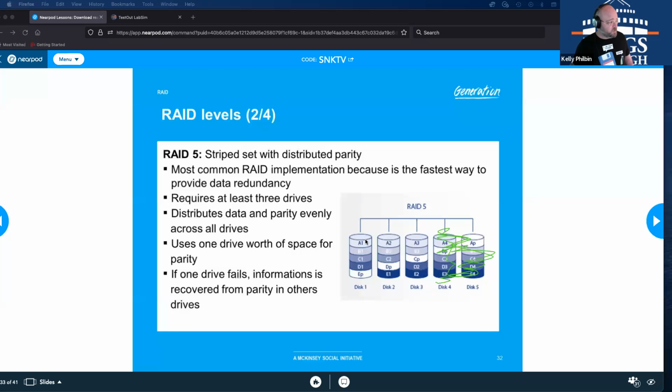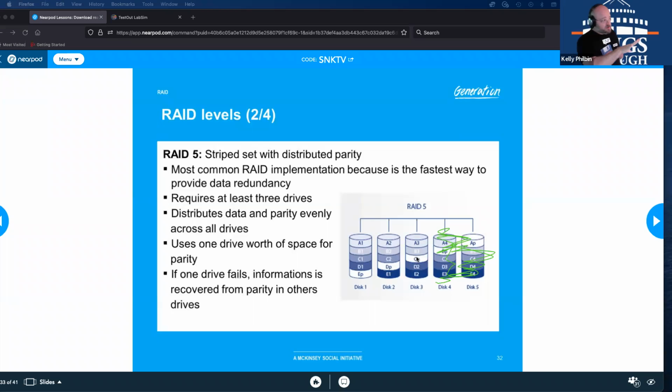So I would have bit 1, bit 2, parity bit. And the next one down, since it distributes, I would have bit 2, parity bit, bit 3. And then the next byte down, I would have parity bit, bit 5, bit 6. So the parity bit gets distributed across the drives, but it allows you to reconstruct the data in a pretty efficient way if you lose up to 1 drive.